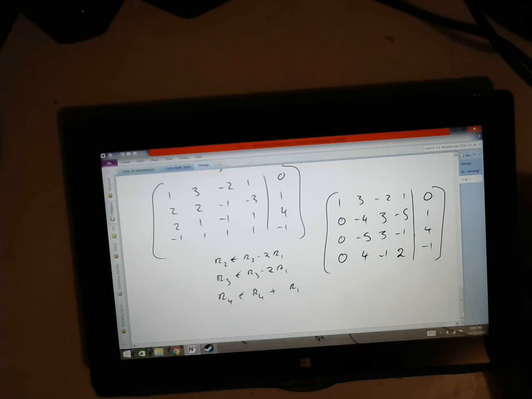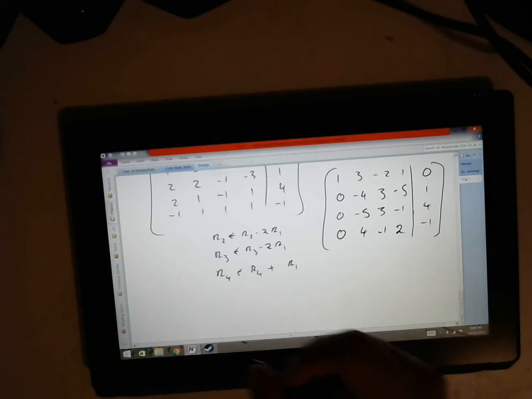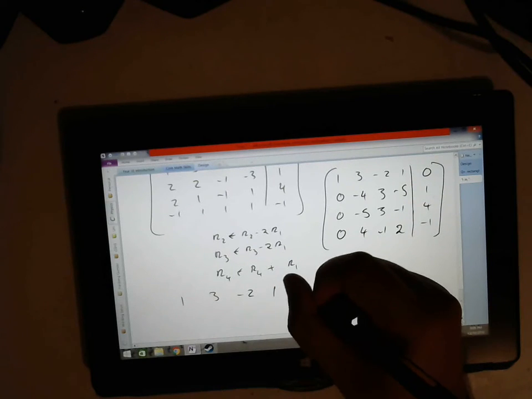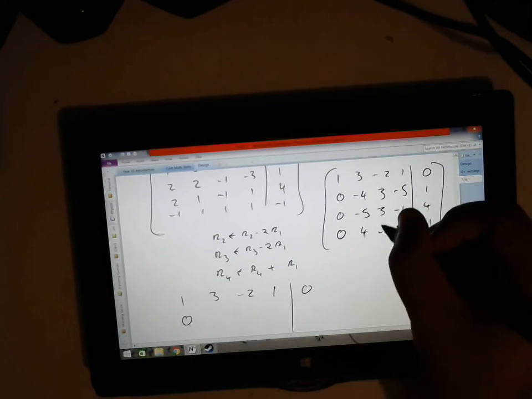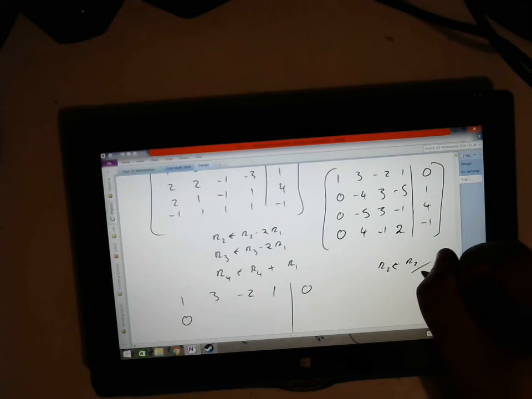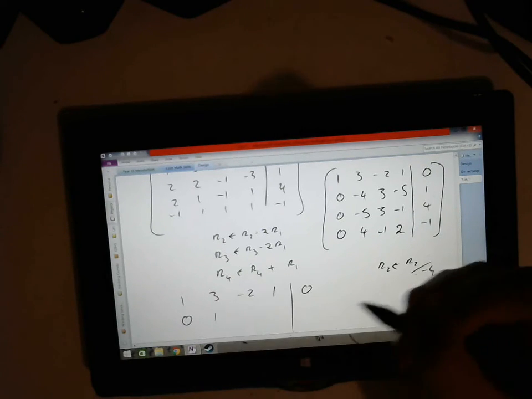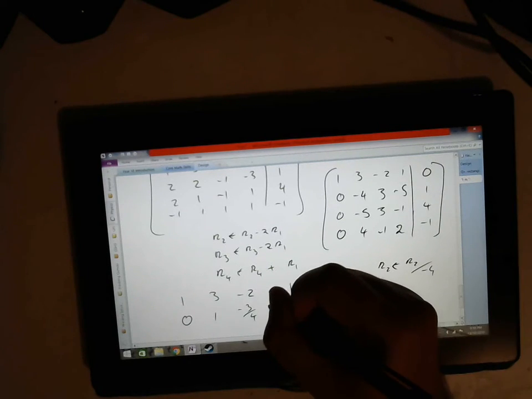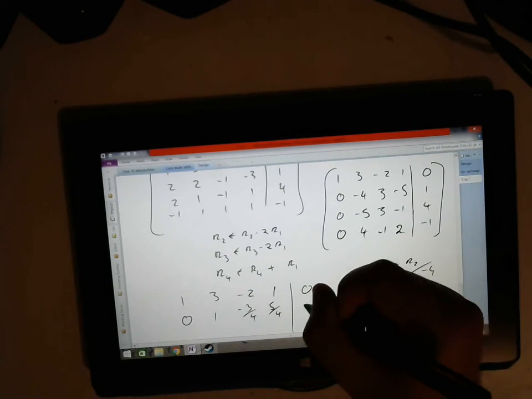Now, the next thing I want to do is turn this number here, this minus 4, into a 1. So I'm going to divide everything here by minus 4. Let's go down a bit. 1, 3, minus 2, 1, augment 0, 0. So row 2 comes from row 2 divided by minus 4. Minus 4 divided by minus 4 is 1. 3 divided by minus 4 is minus 3 over 4. Minus 5 divided by minus 4 is 5 over 4. And 1 divided by minus 4 is minus 1 over 4.